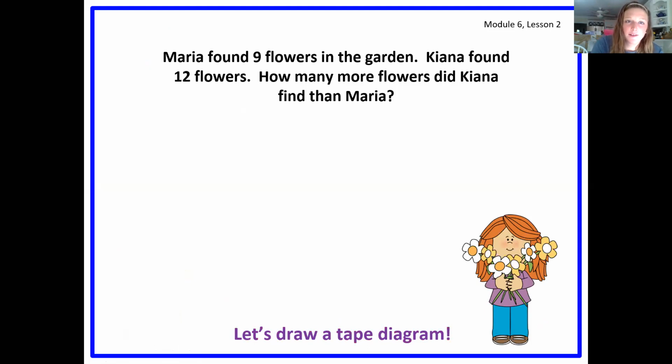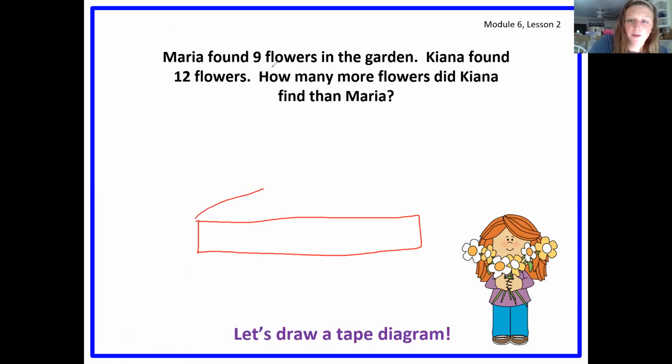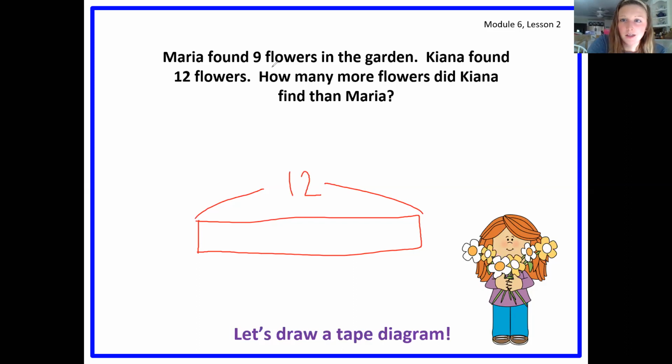So this one says, Maria found 9 flowers in the garden and Kiana found 12 flowers. How many more flowers did Kiana find than Maria? So I'm going to skip my picture of a tape diagram today, and I'm going to go ahead and draw my picture. I know that Kiana had the largest number of 12. So I know in all there's going to be 12. And I know that Maria found the 9 flowers. So I can say right here, this is 9 flowers for Maria.